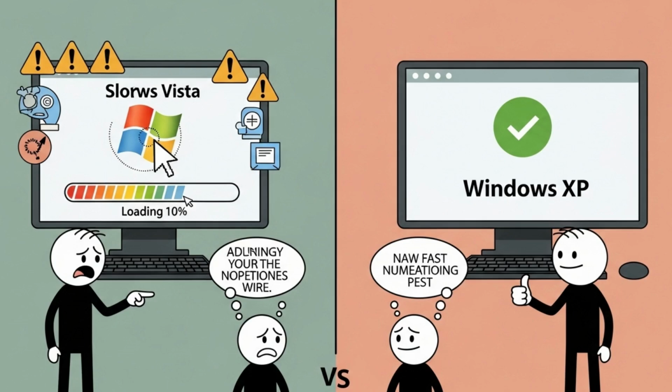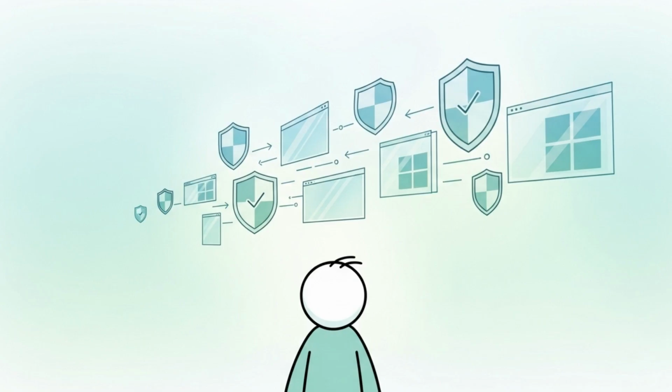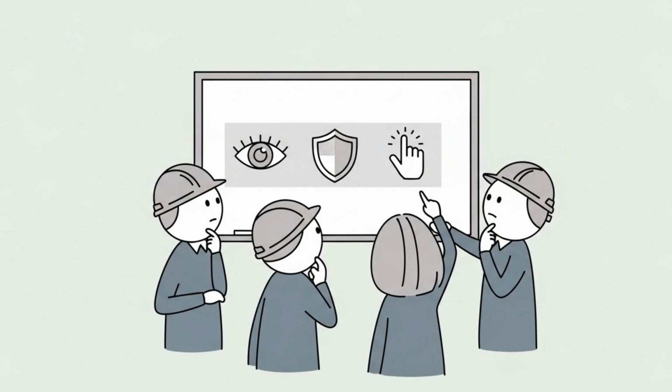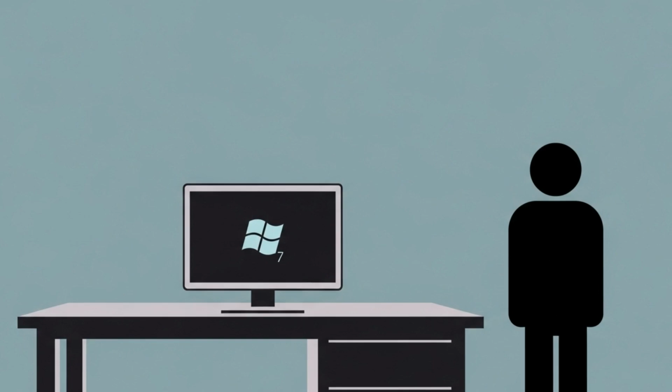Vista wasn't completely broken, but it arrived too early for the hardware of its era. Users compared it constantly to Windows XP and found it lacking. Trust began to slip again. Microsoft had pushed innovation too hard, too fast. And once again, they needed a recovery. The next version wouldn't try to impress users with flashy visuals.